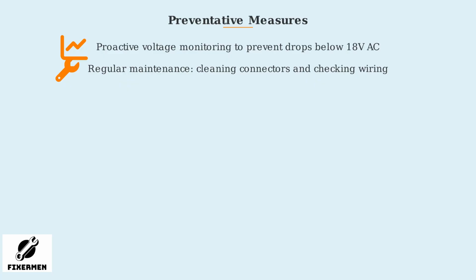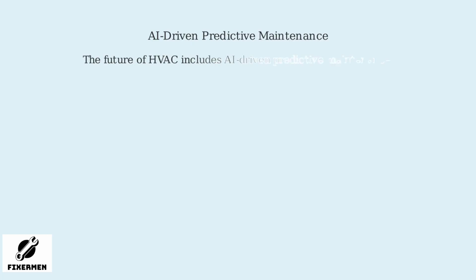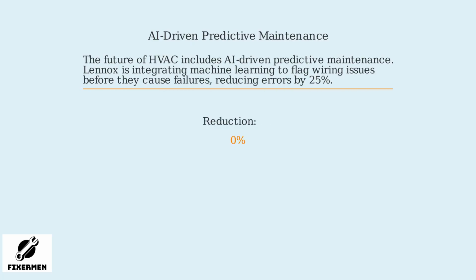Regular maintenance, including cleaning connectors and checking wiring for corrosion, can stop this error before it occurs. Consider scheduling annual professional inspections. These catch potential issues early, such as faulty wiring or electromagnetic interference from nearby devices, saving time and money on repairs. The future of HVAC includes AI-driven predictive maintenance.